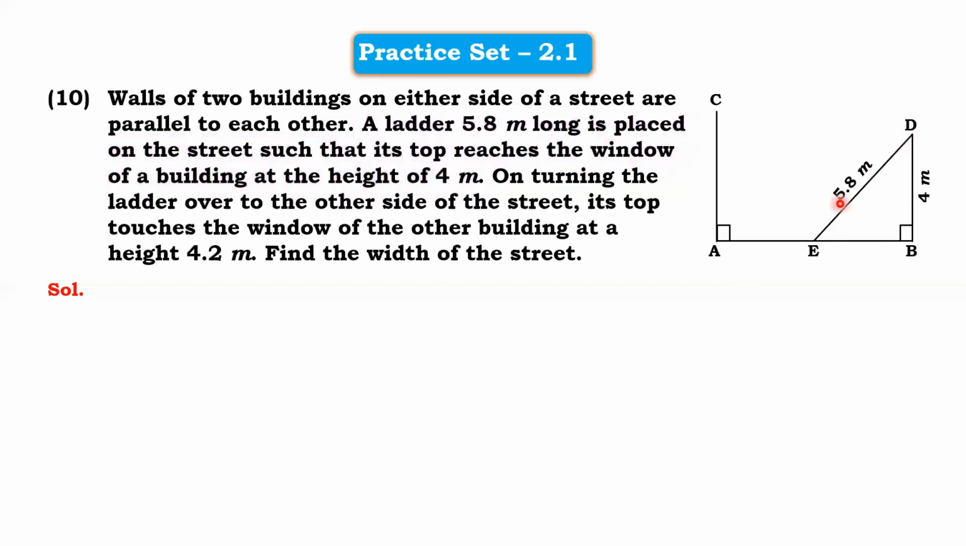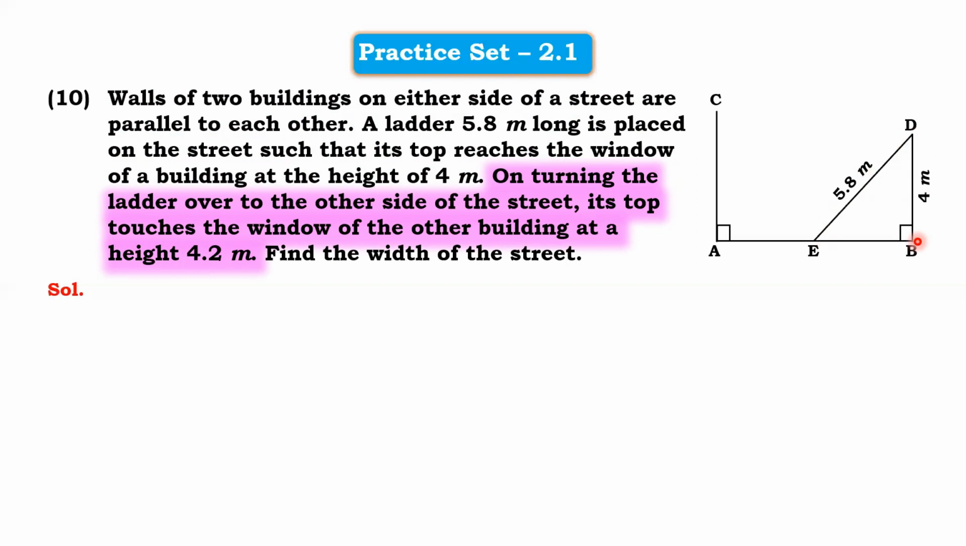So here we can say ED is the position of the ladder which is leaning on wall BD, where D is the window which is at a height of 4 meters. Understood this? Further, on turning the ladder over to the other side of the street, its top touches the window of the other building at a height of 4.2 meters.